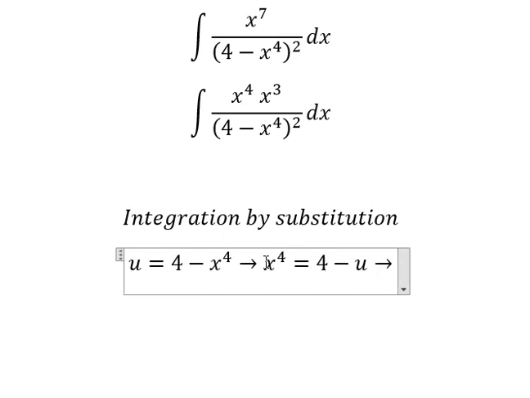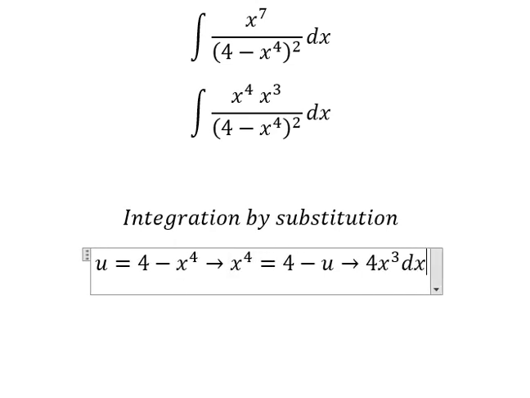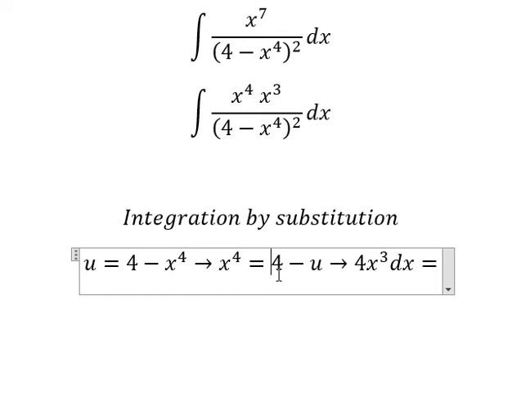Next, we need to do the first derivative for both sides. First derivative of this one, we have 4s to the power of 3 ds. First derivative of number 4, this is a constant, so you get 0 in here. First derivative of u, we have number 1, so we have negative du.